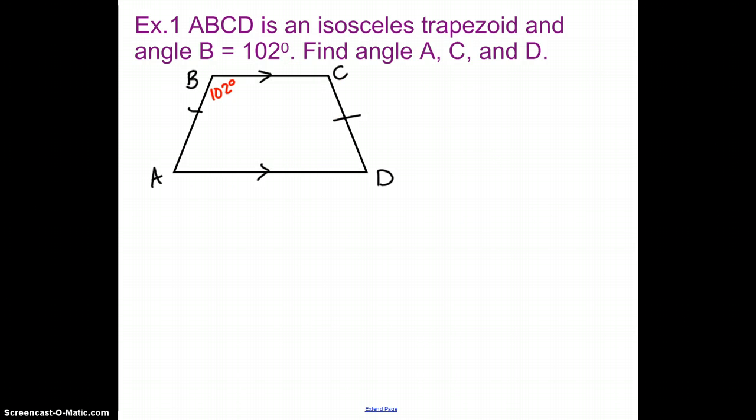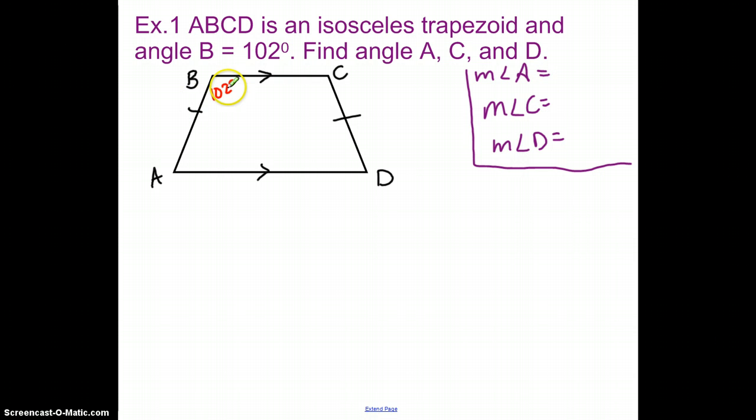Okay, let's take a look at an example. They're telling us that this is an isosceles trapezoid, and we know one angle. So if I was to go through and start to solve this, I'm going to have to find angle A, angle C, and angle D. So this is going to be my little answer box. I'm going to fill these in.